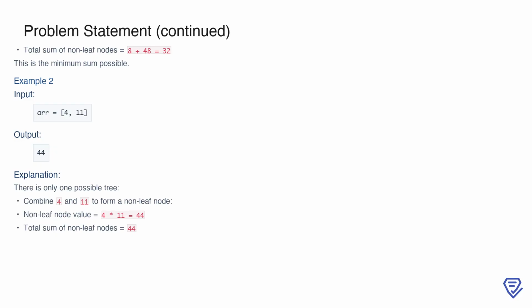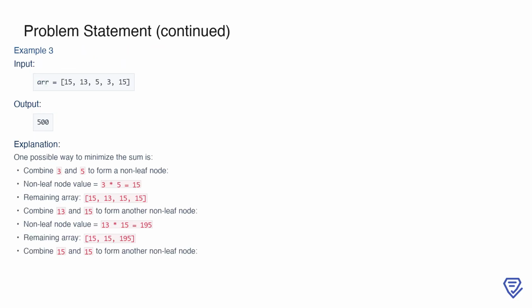Now, let's consider another example with a smaller input. If the input array is 4, 11, there is only one possible way to construct the tree. We combine 4 and 11 directly to form a single non-leaf node. The value of this non-leaf node is 4 * 11 equals 44. Since this is the only possible tree, the total sum of non-leaf nodes is simply 44.